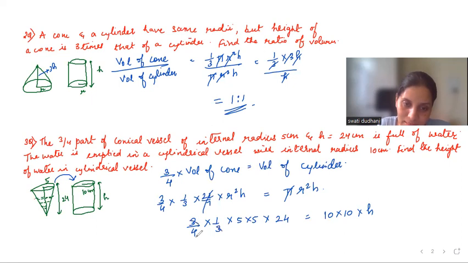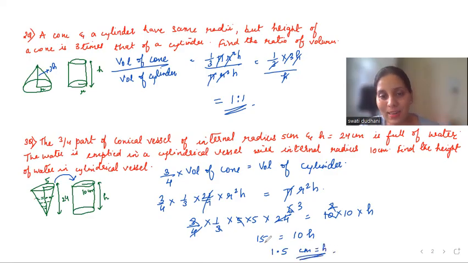3 gets cancelled. 4 ones are 4, 6 are 24. 5 ones are 5, twos are 10. 2 ones are 2, threes are 6. So here we have 5 into 3, 15 is equal to 10h. So basically h is 1.5 centimeter. I hope this is clear. It was easy, just equating both the volumes.